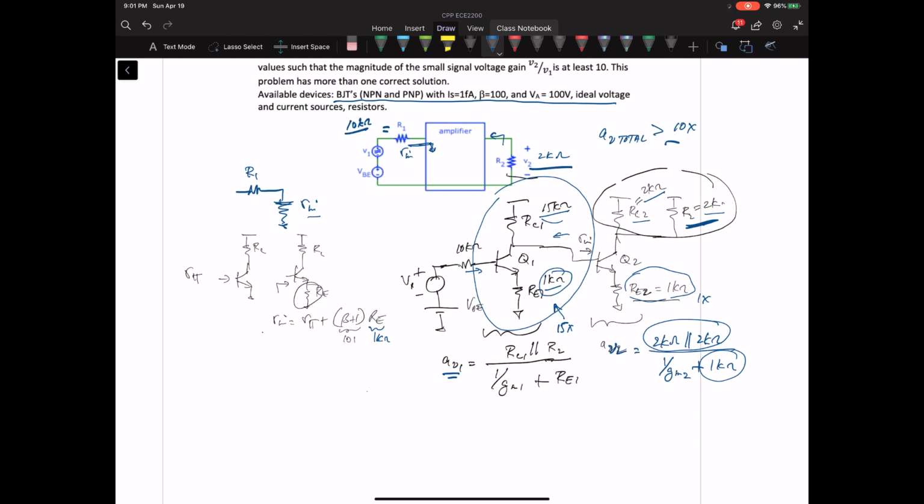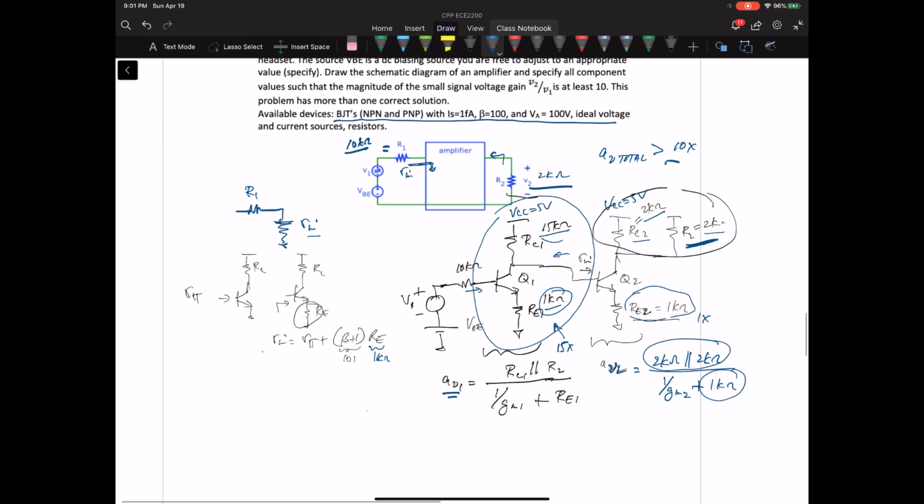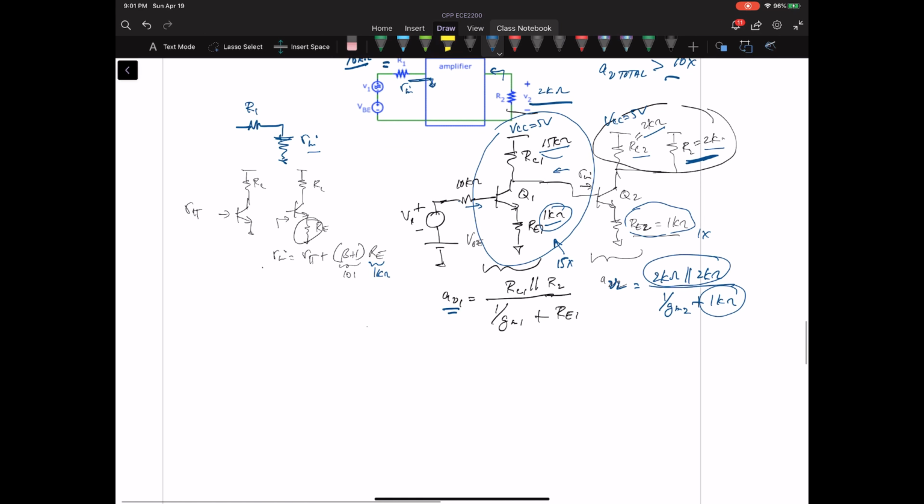What else? Okay, and then let's just pick VCC is 5 volts. It's like a reasonable number. You're not limited by anything in this equation, so you could pick 10 volts, 20 volts, whatever you like. I picked 5 volts, which seems reasonable.